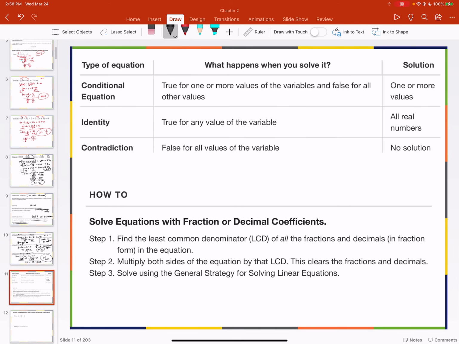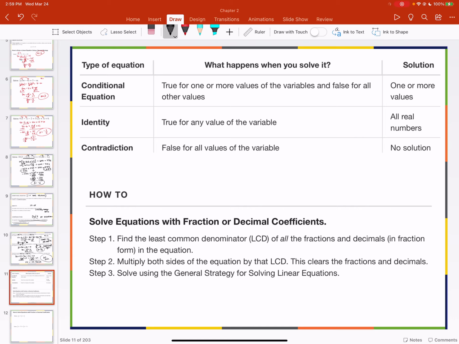So to recap, if you have a conditional, you have one or more values as the solution. Identity, all real numbers are the solution. And contradiction means that there's no solution. Okay. So the next thing we're going to do is solving equations with fractions or decimals.